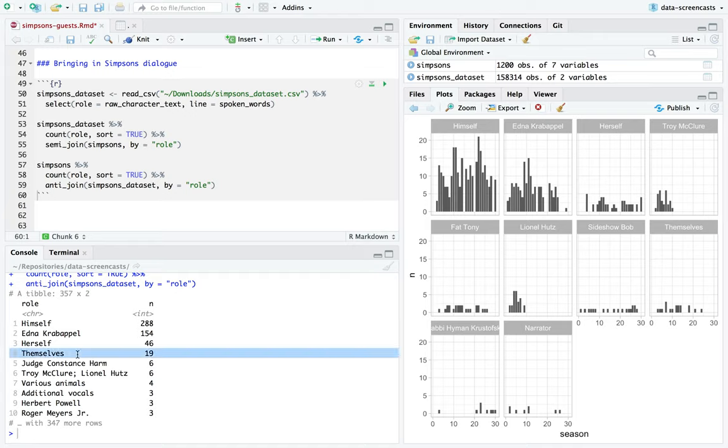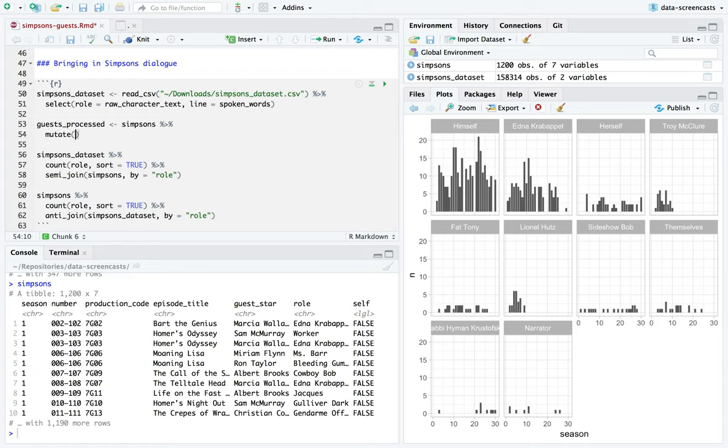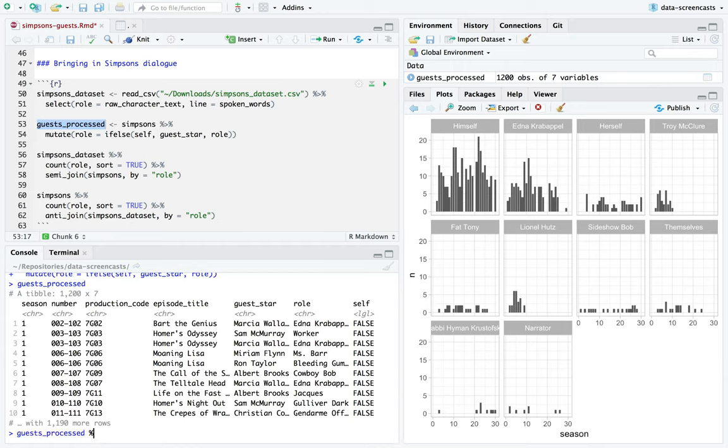But that actually makes me consider that for this join, I'm going to want to say, let me see, I'll call it roles processed, guests processed, really. For the Simpsons, I'm going to want to rephrase, to change this role. We'll say mutate, change the role to be if else self. If it's self, then replace it with the guest star. Otherwise, keep it as the role. So then we can see if I looked at the ones that are self.